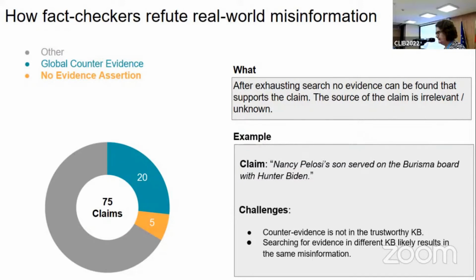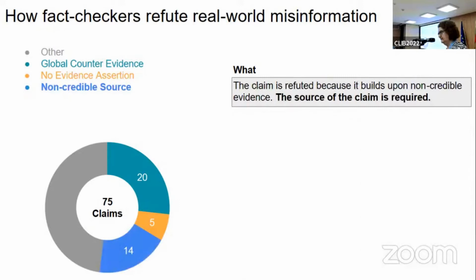And so most likely, because no counter evidence is found, then we can say that this is a false claim. So the next deals with sources, so non-credible source. This is similar to the previous category, no evidence assertion. However, here the fact checkers know the source of the claim and what it is based upon. They can refute the claim because it builds on non-credible sources.